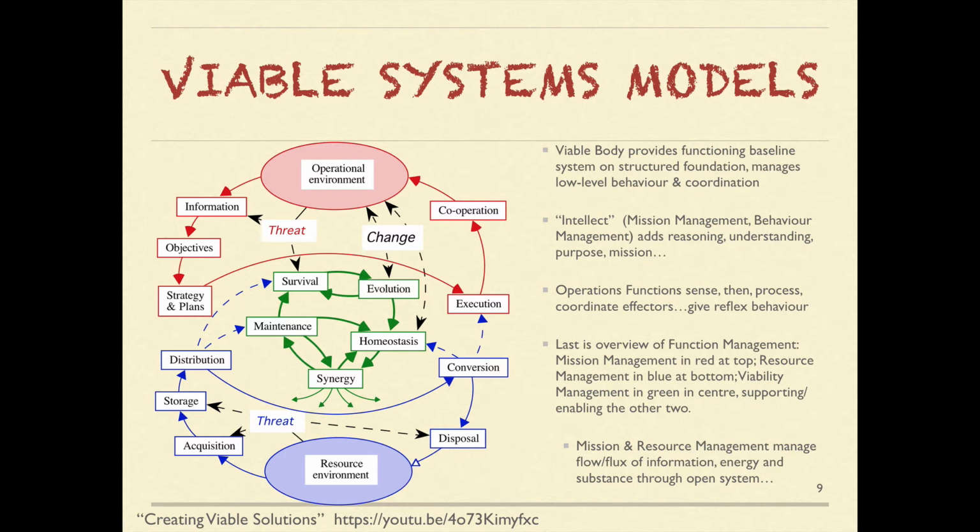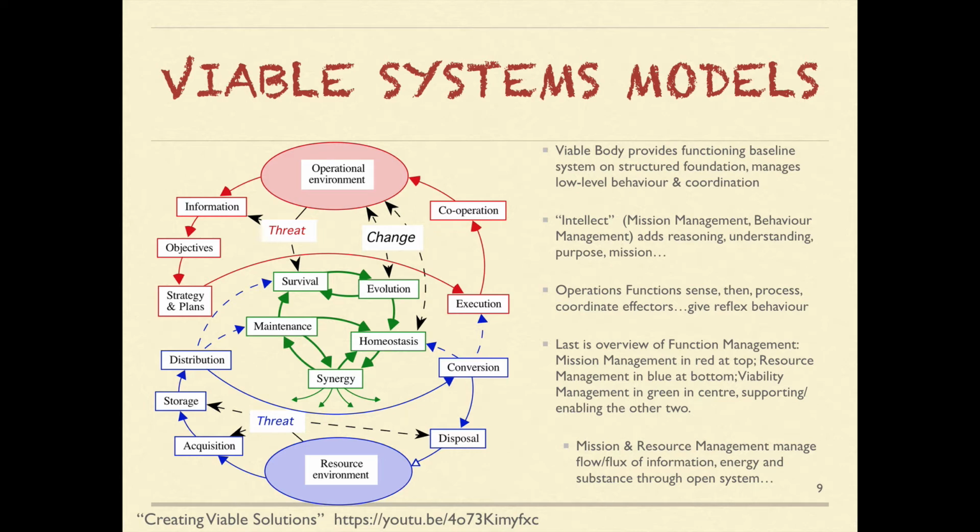Mission management, part of function management, is in red at the top. And you can see that mission management collects information from the operational environment, sets objectives, formulates strategy and plans. I'm following the red arrows. Executes the strategy according to the plans and cooperates with others in the environment. That process has threats from the environment and there may be changes going on.